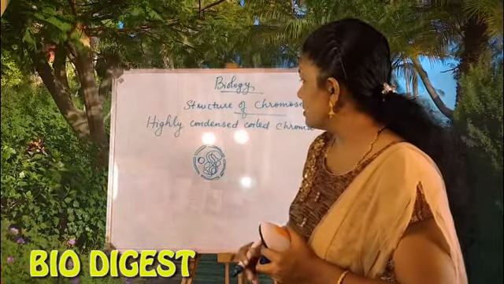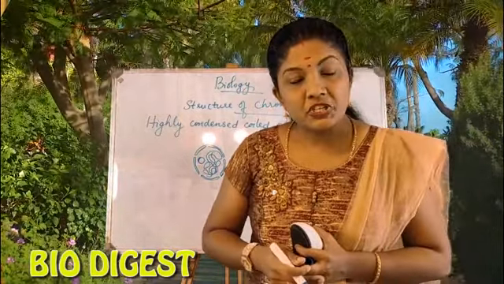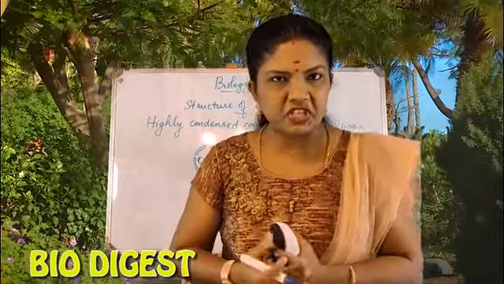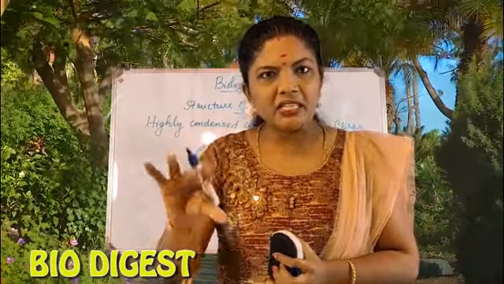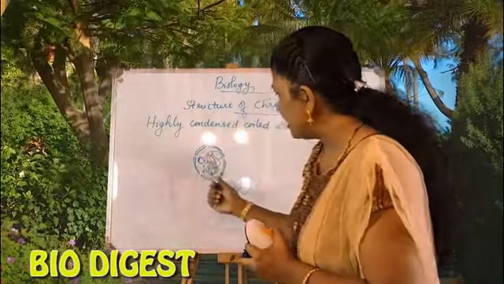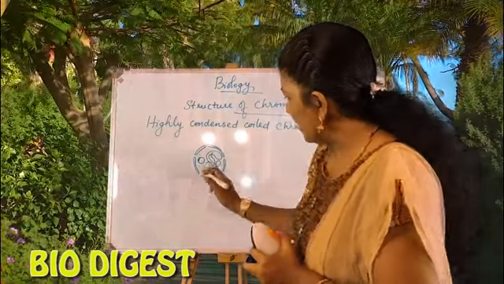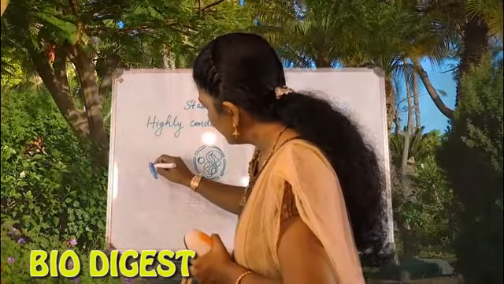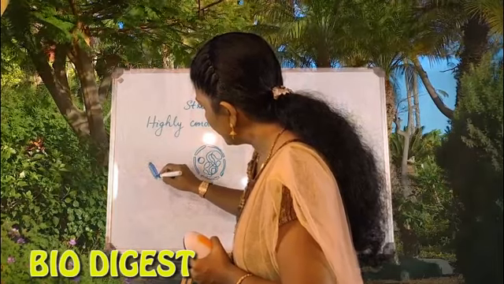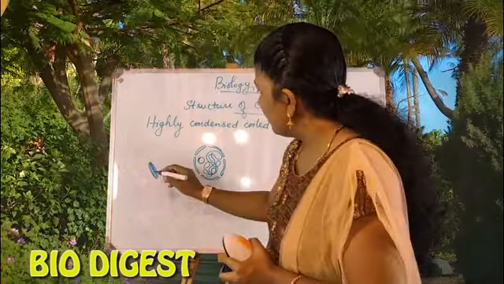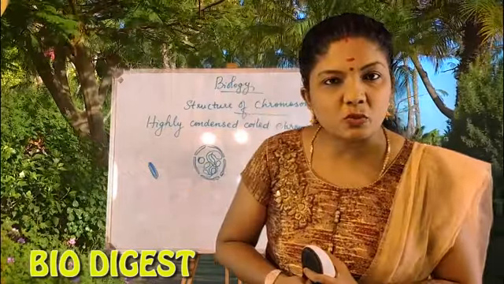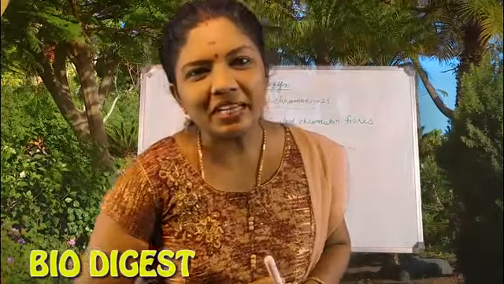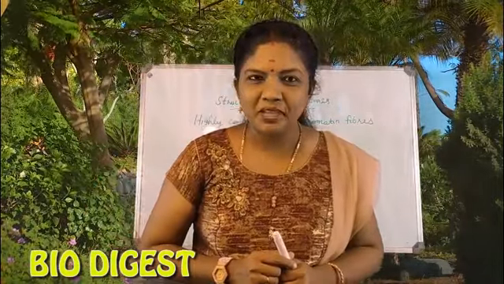These chromatin fibers, what will they do? During the time of cell division, that means just before cell division, some changes will be happening inside the nucleus. These thread-like structures will condense, and condense, and coil, forming a structure like this, which is what is called the chromosomes.